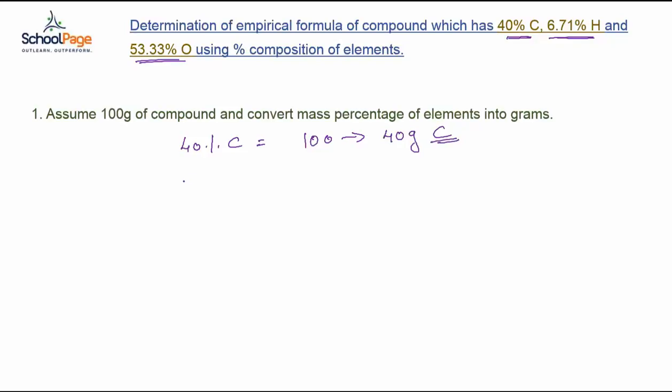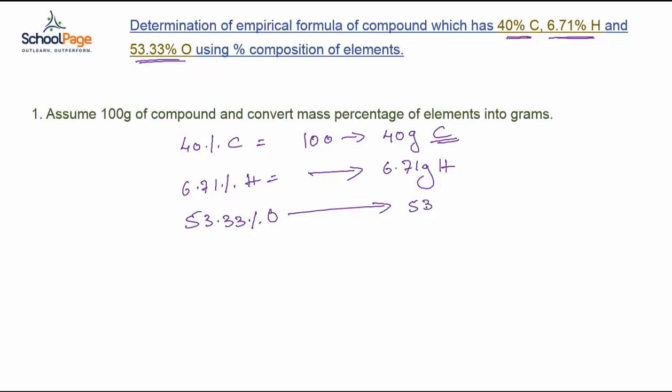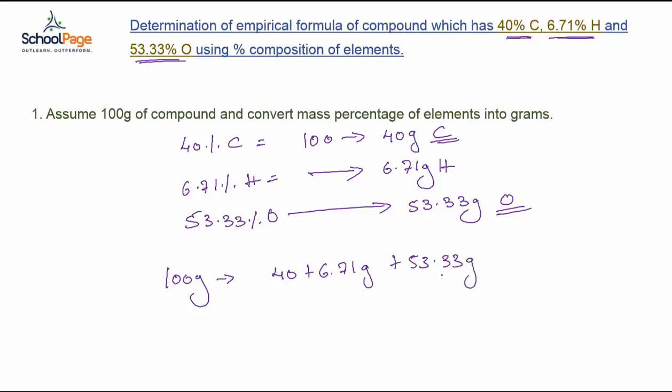In the same way, hydrogen is 6.71%. So for every 100 grams I have 6.71 grams of hydrogen. In the same way, I do have 53.33% of oxygen. So for every 100 grams I have 53.33 grams of oxygen. So in a 100 grams sample I have 40 grams of carbon plus 6.71 grams of hydrogen and 53.33 grams of oxygen.